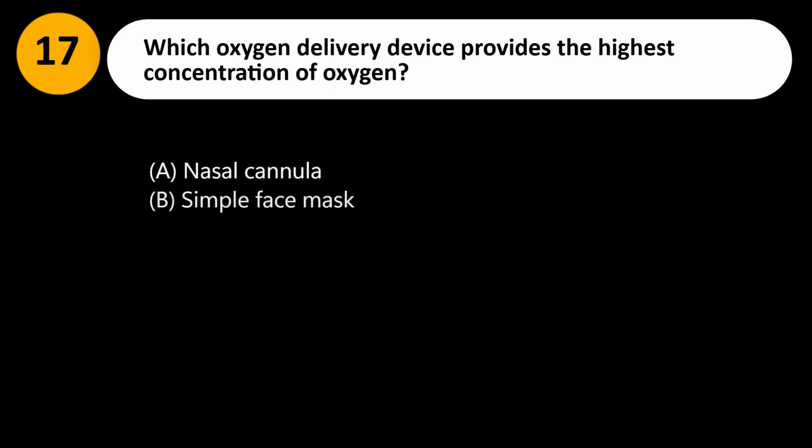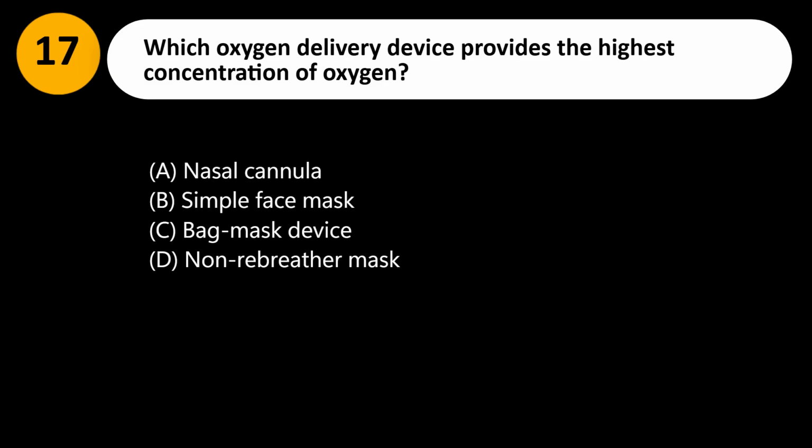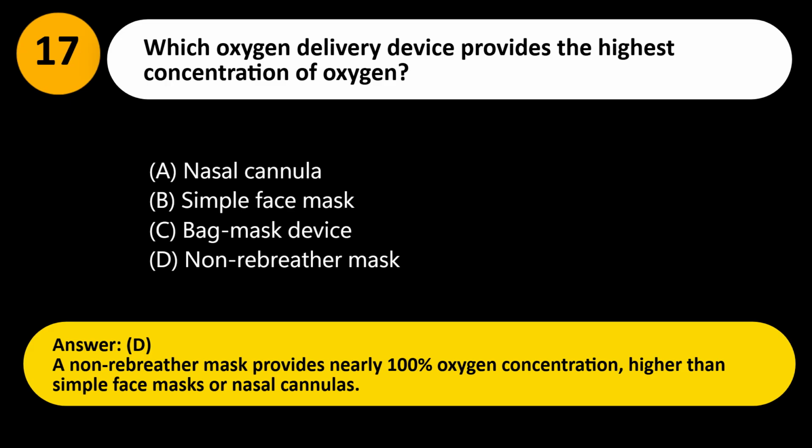Which oxygen delivery device provides the highest concentration of oxygen? A. Nasal cannula. B. Simple face mask. C. Bag mask device. D. Non-rebreather mask. Answer, D. A non-rebreather mask provides nearly 100% oxygen concentration, higher than simple face masks or nasal cannulas.